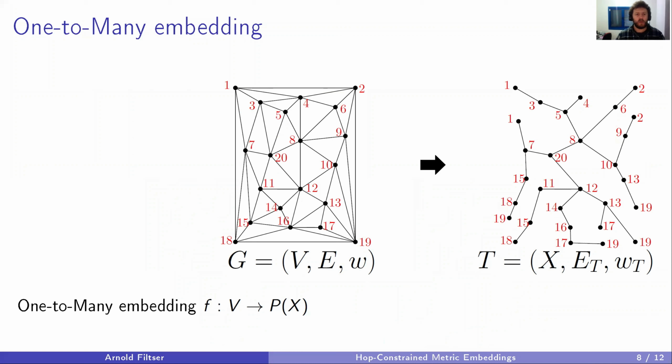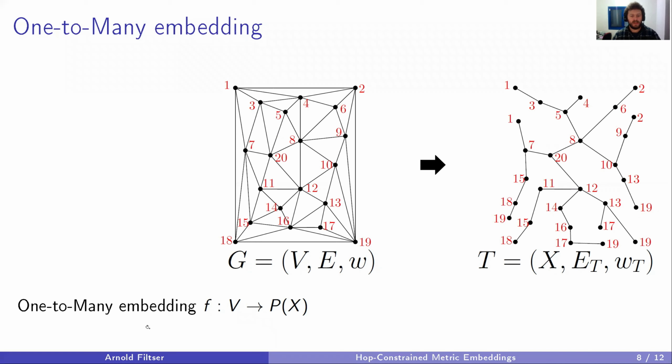Next, I would like to discuss one-to-many embedding. In the Ramsey type embedding that we discussed earlier, the major caveat was that you embed only a subset of the vertices. This is a problem for some applications. And here is a way to overcome this issue.